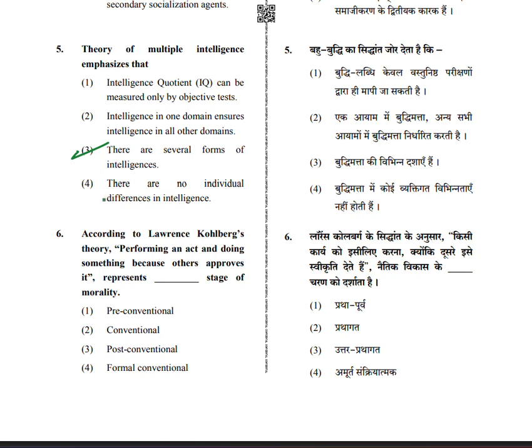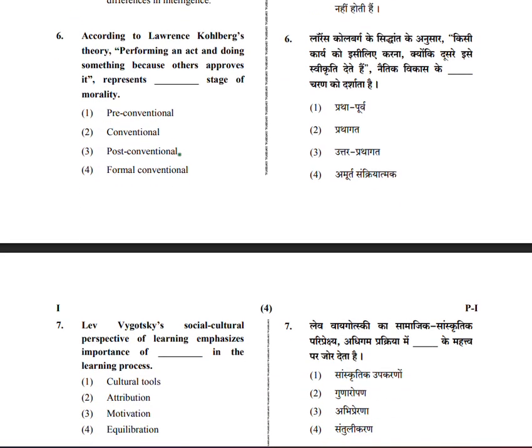This is Howard Gardner's theory of multiple intelligences, which proposes that the traditional idea of intelligence based on IQ testing is too limited. So it suggests that there are several distinct types of intelligences. So option 3 is the right answer. This is by Howard Gardner's theory of multiple intelligence. Next one.